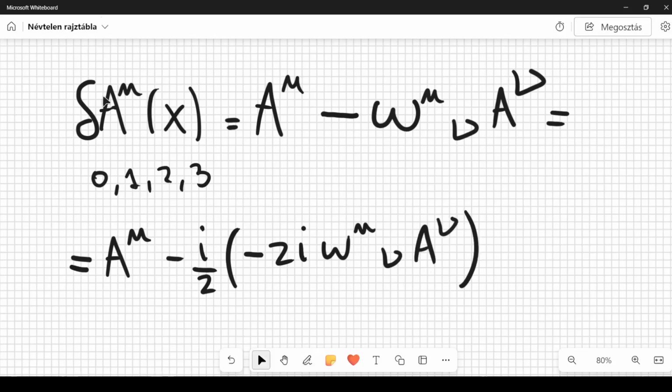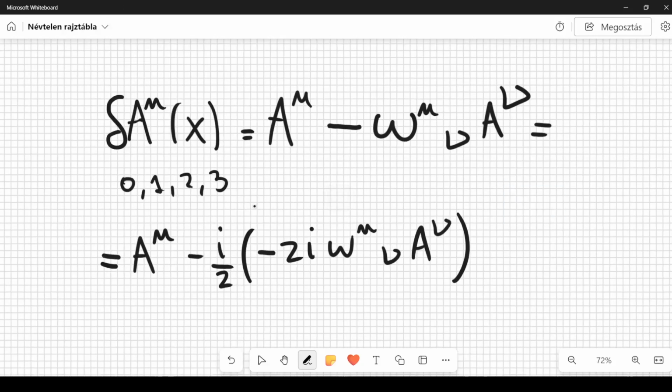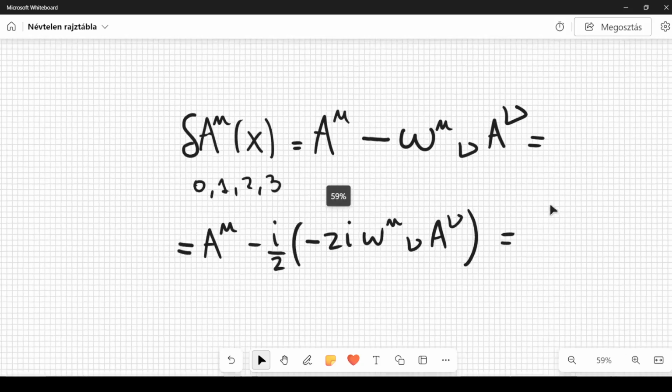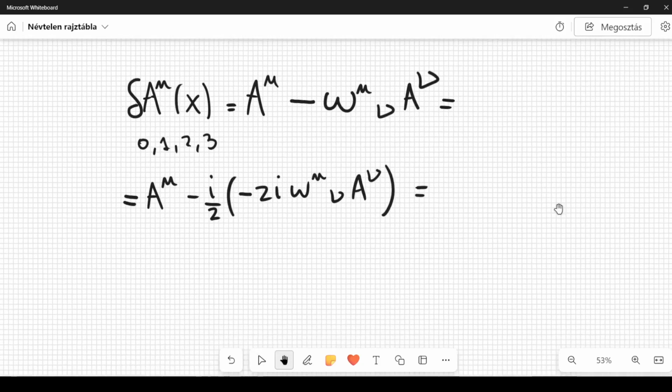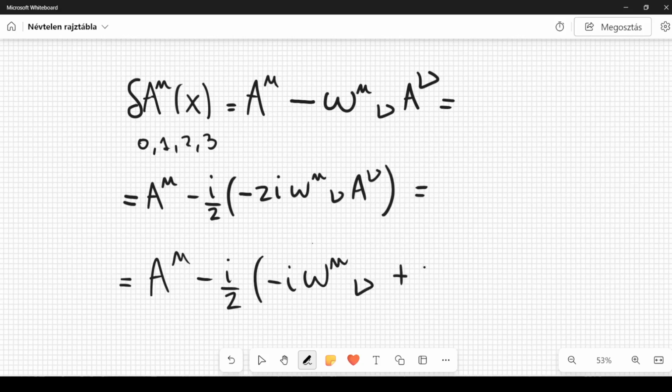So this is just simple algebra. I have introduced the imaginary unit and this factor of 2. And now I'm going to use the fact that the infinitesimal Lorentz transformation is antisymmetric with respect to a swap in the two indices mu and nu. So if I change their position, for example like this, we would get a minus. So I'm going to rewrite it as A mu minus i over 2 times minus i omega mu nu plus i omega nu mu, A nu.